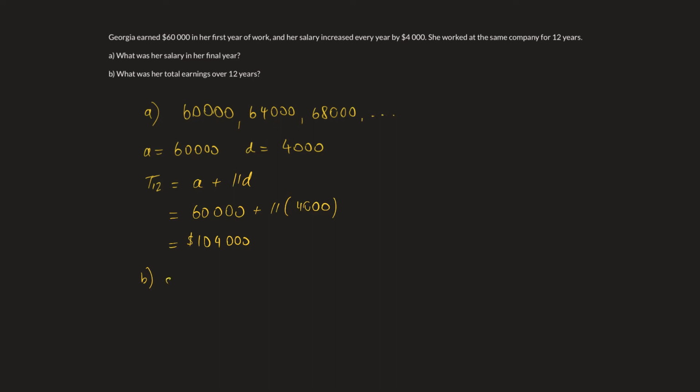Okay, so the sum of 12 terms is going to be 12 over 2 times the first term, because I know the last term, it's 60,000 plus the last term, which is going to be 104,000. So that's going to calculate to be $984,000.